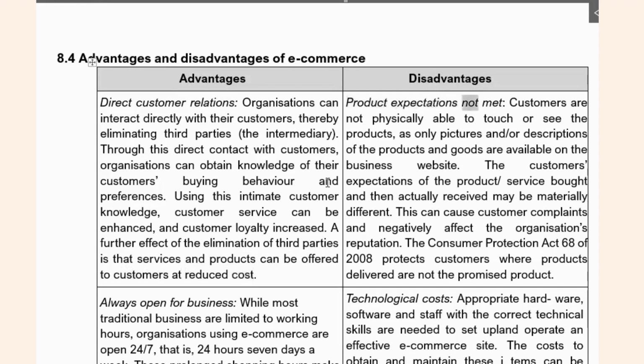Product expectations not met. Customers are not physically able to touch or see the products, as only pictures and/or descriptions of the products and goods are available on the business website. The customer's expectations of the product or service bought and then actually received may be materially different. This can cause customer complaints and negatively affect the organization's reputation. The Consumer Protection Act 68 of 2008 protects customers where products delivered are not the promised product.